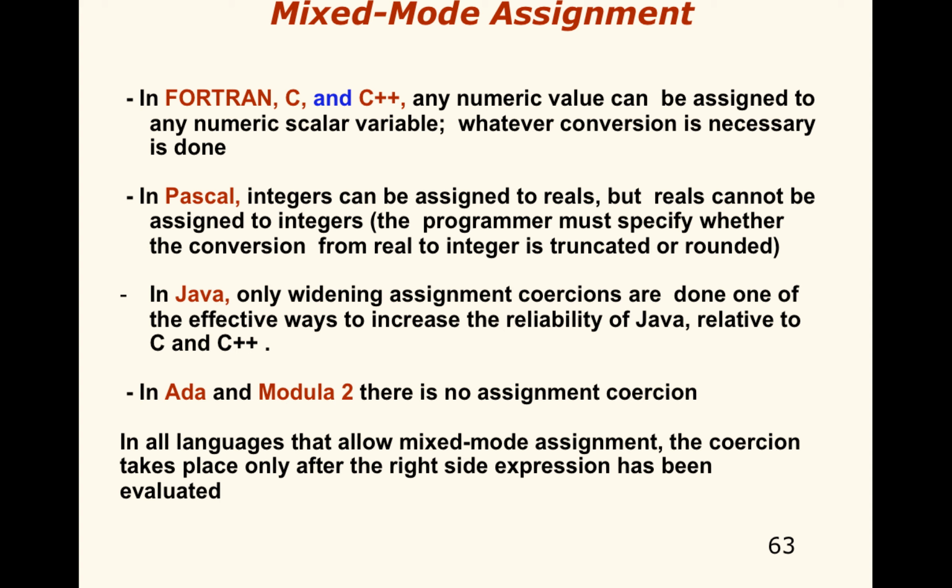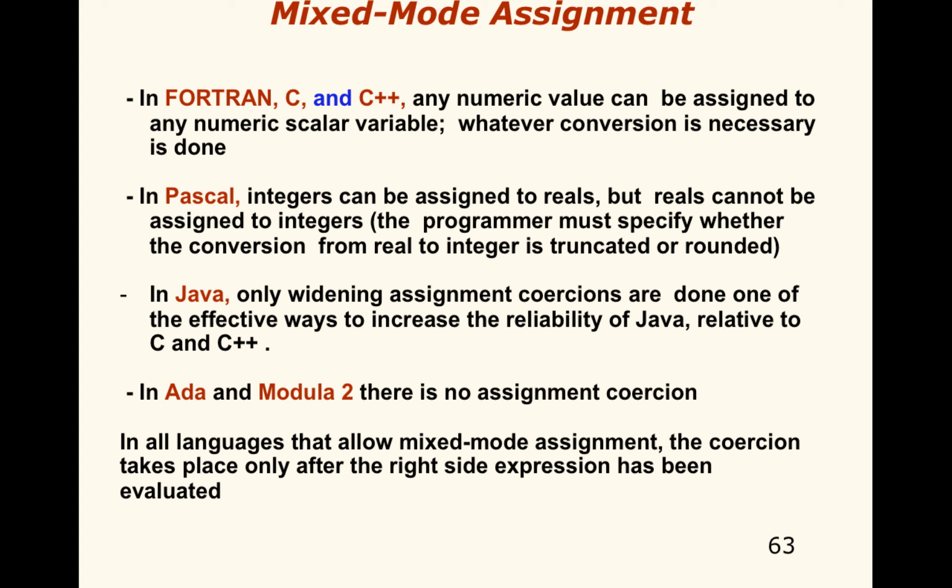In Fortran, C and C++, a numeric value can be assigned to any numeric scalar variable. Whenever the conversion is necessary, it's done implicitly. That's what I mean when you say float f, and f is equal to 12. You can explicitly do it with the character f. You can go 12f semicolon, and that'll convert the 12 to a float. Or you can leave the f out and just go 12, and that's going to be converted to a 12.0.